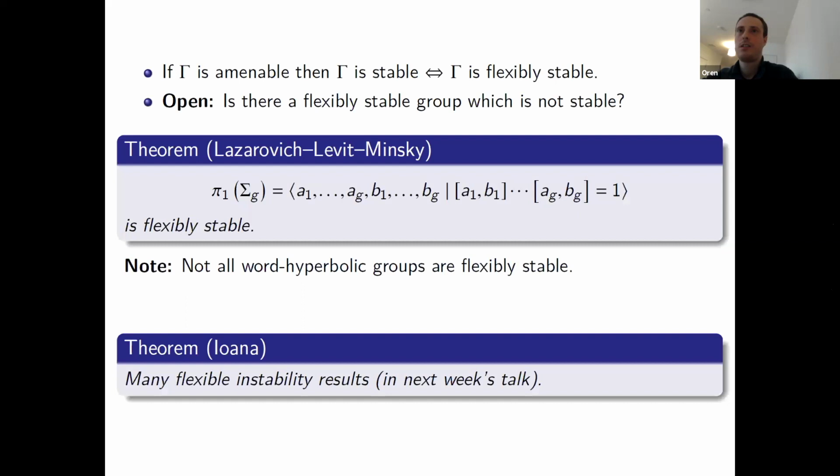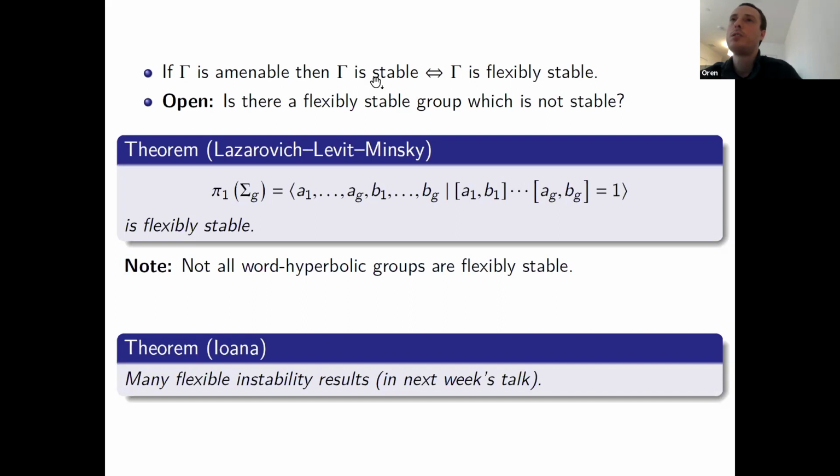More on flexible stability. First, for amenable groups, stability and flexible stability are just the same. The way I know it is that I gave you earlier a theorem that says exactly when an amenable group is stable. The proof of the theorem works with stability and works with flexible stability. So let's just take it now as a fact that for amenable groups, those notions are the same.